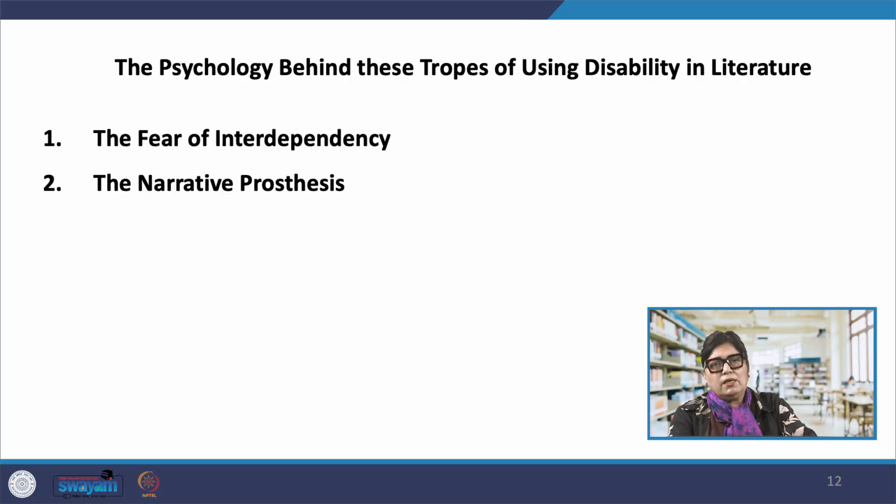Coming to the psychology behind these tropes of using disability in literature, and in literary theory, this phenomenon is heavily analyzed through crip theory and disability studies using two main concepts. The fear of interdependency. This is one of the main aspects. Historically, society feared vulnerability by turning the disabled character into an aggressive, terrifying villain. Literature projected society's collective fear of bodily decay and loss of control onto a monstrous other.